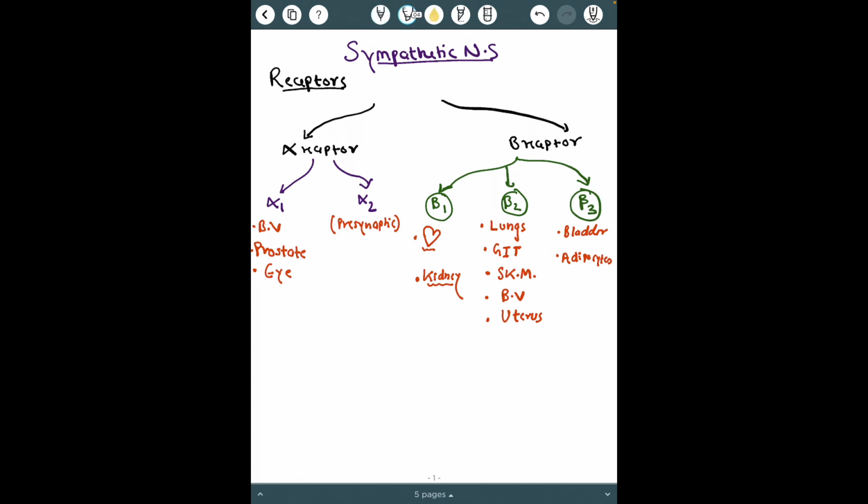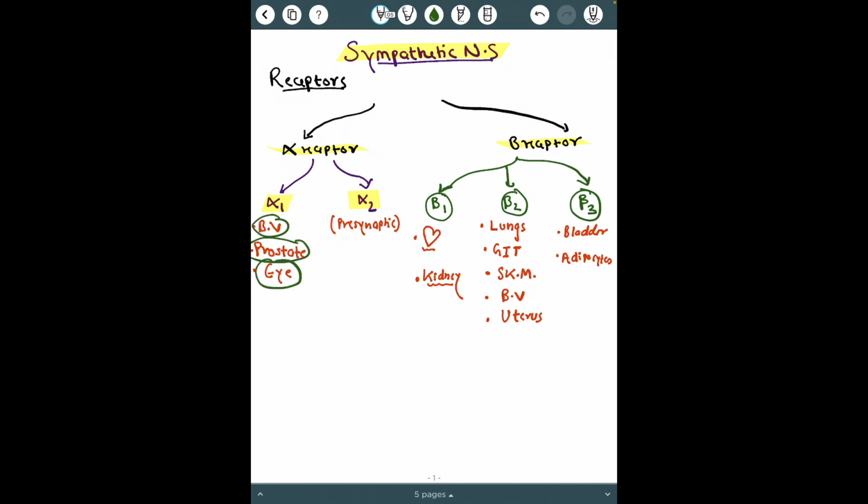So what is the sympathetic nervous system? It is like the opposite of the parasympathetic nervous system. The main actions of the sympathetic nervous system are opposite. There are two types of receptors in the sympathetic nervous system: alpha receptors and beta receptors. Alpha receptors are further of two types: alpha 1 and alpha 2. Alpha 1 are present on blood vessel, prostate and eye.